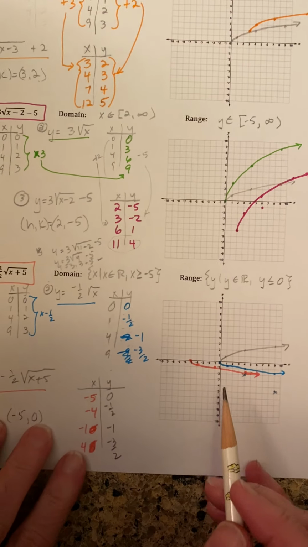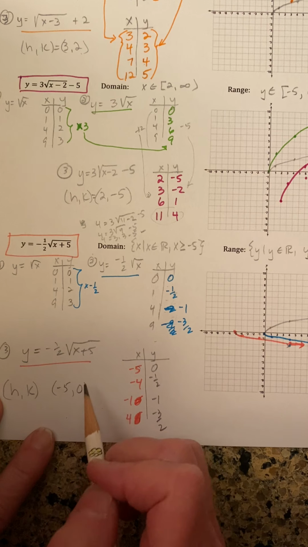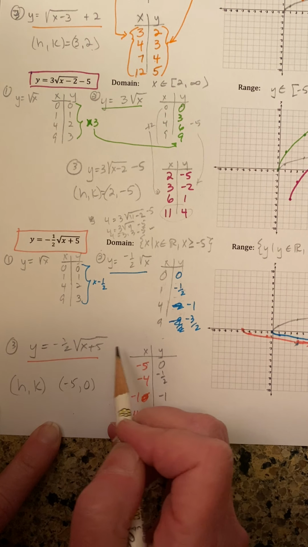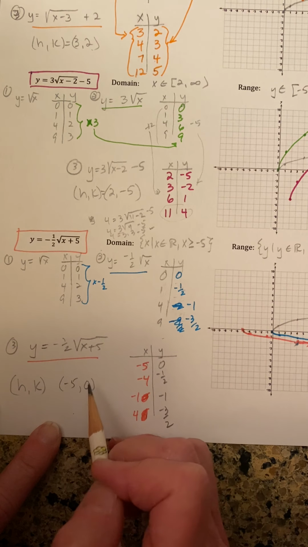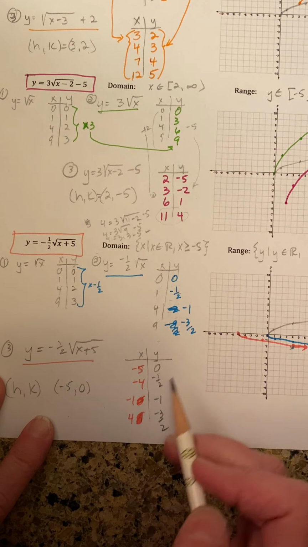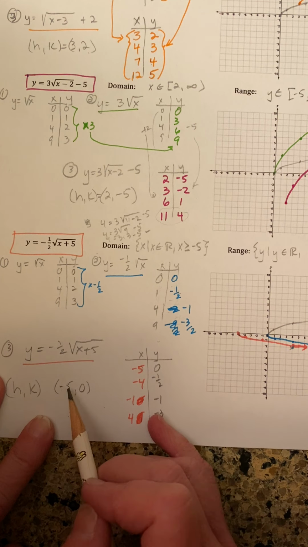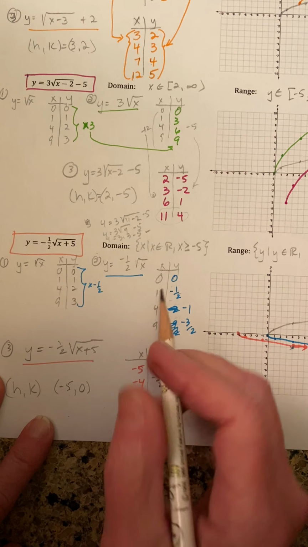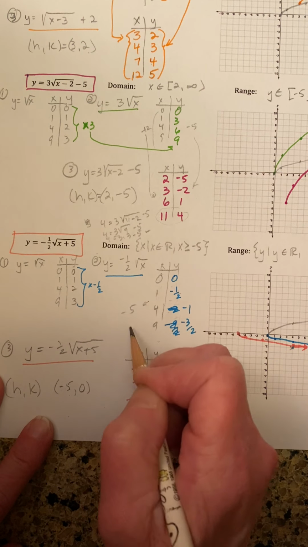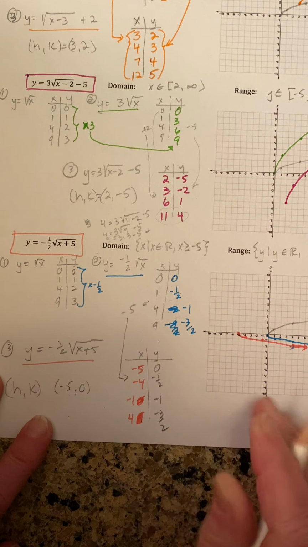Excuse me. And then to do the shift, this HK is negative 5, 0. Since there's no number added or subtracted on the outside here, there is no vertical shift. There is no K. So I did not have to change these values. They are right here again in pencil, same numbers. But the effect of the H is, if you minus 5 from all of these, you get these values that I wrote here.